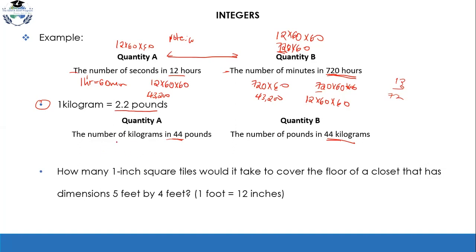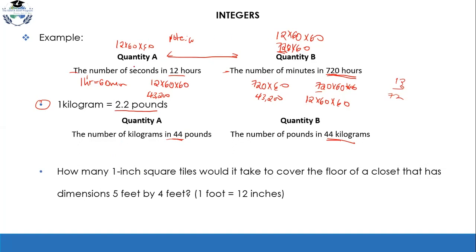Excuse me, boss, before we proceed. Go ahead, for the first question. Who is this? Sorry, I can't see. Richard. Okay, Richard, go ahead. We are comparing the number, because quantity A will be 43,200 seconds, quantity B will be 43,200 minutes.